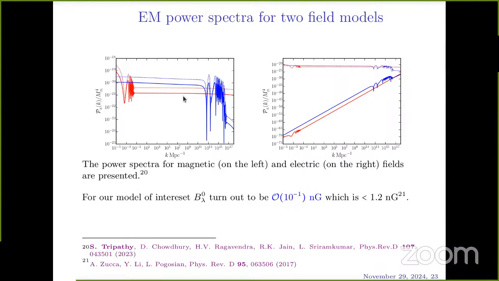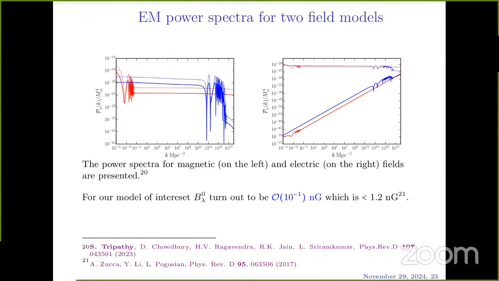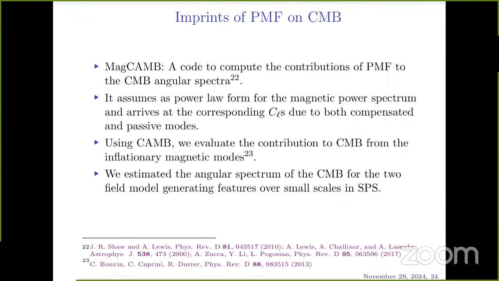So for both the models, we have computed the present day strength and we see that it is of the order of 10 power minus 1 nanogauss, which is way below the observed strength, which is of the order of 1.2 nanogauss. So after generating magnetic fields in the two-field model case, we have tried to study the imprints of the magnetic fields generated in these two-field models on the cosmic microwave background.